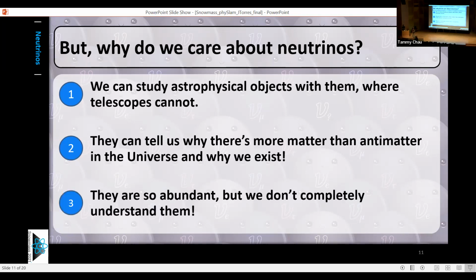And then finally, maybe it's just out of shame. There is so much of them. They are so abundant, and we don't know anything about them. So maybe that's why we are obsessed with them. But again, for the sake of time, and because this was my PhD dissertation, actually, I'm going to tell you about studying neutrinos with astrophysical objects.